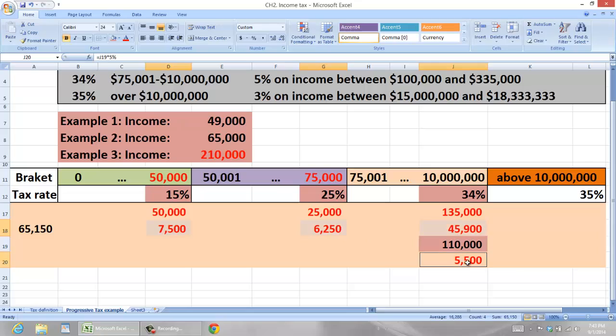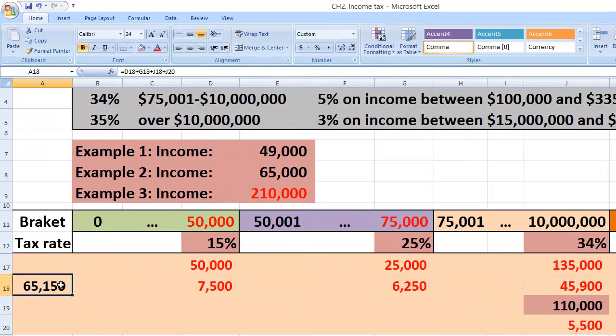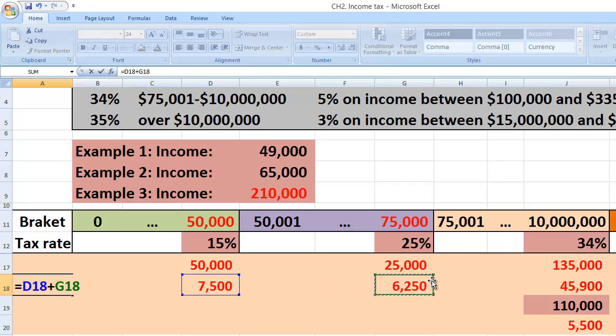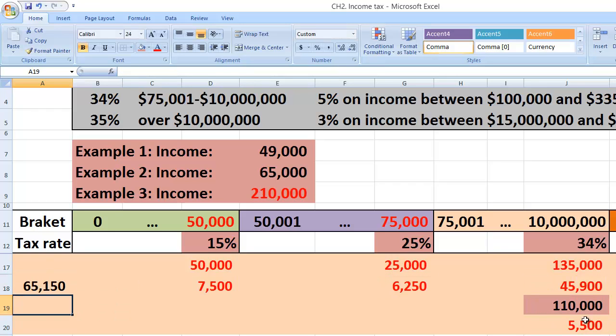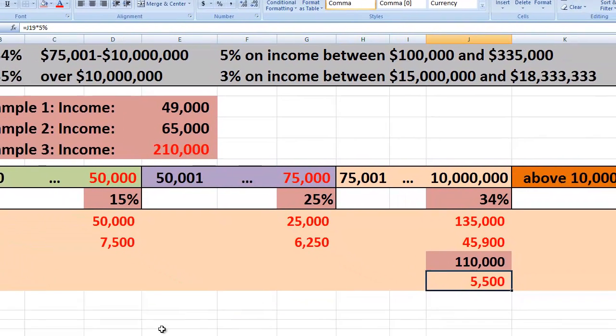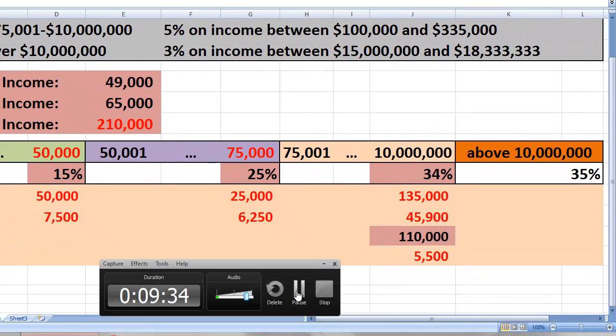So our total tax equals this, plus this, plus this, plus this. Four factors, right? Okay, let me do it again. 7,500 plus 6,250 plus 45,900 plus 5,500 equals 65,150. So it is the total tax you have to pay, including two regular tax portions and the surtax portion. So I hope it helps you understand better how tax is calculated. Thank you.